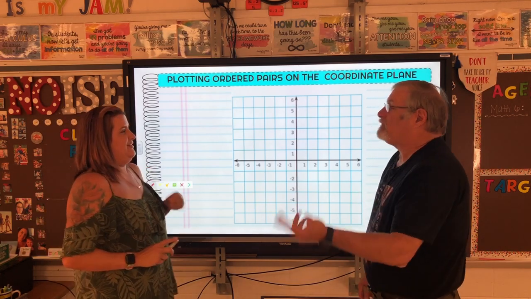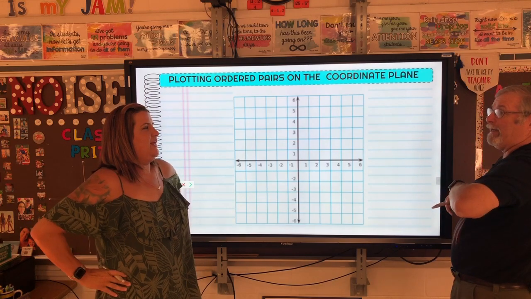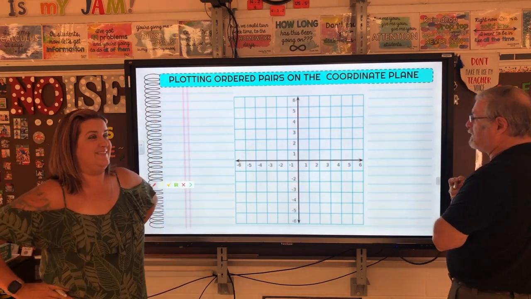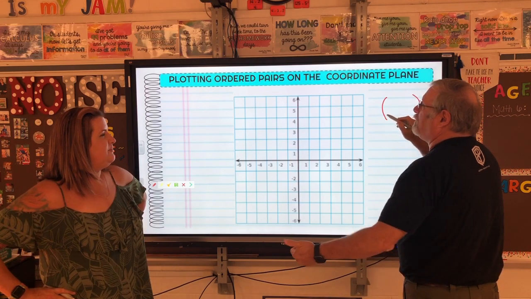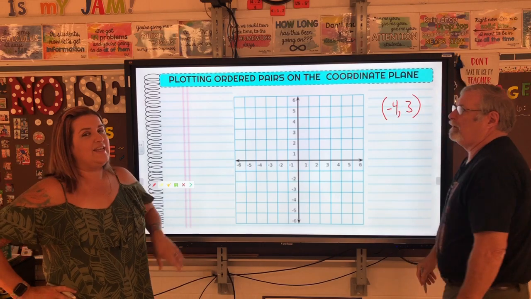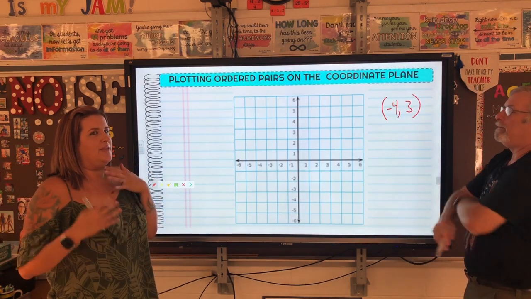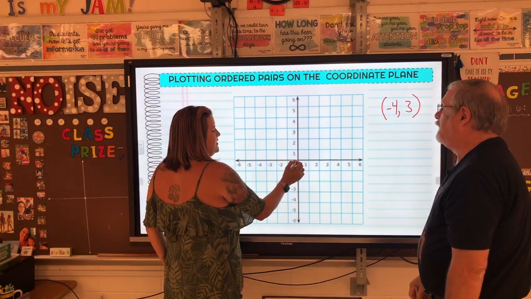Okay, so let's plot a few. I'm going to write the ordered pair down, and you're going to plot. Then we'll reverse. I'm going to try and trick you: negative 4, 3. I'm going to talk the steps out loud. I know I have to start at the origin. Excellent.